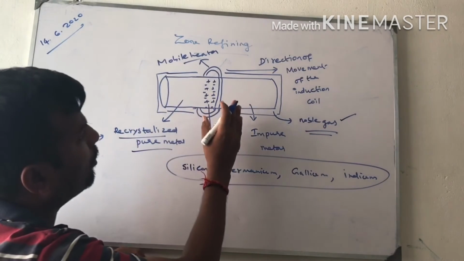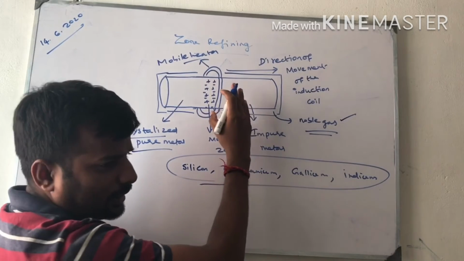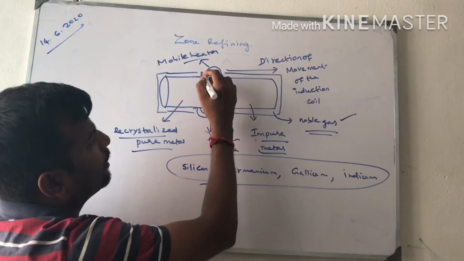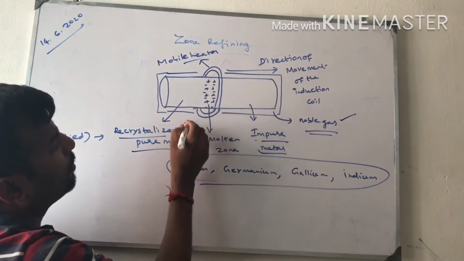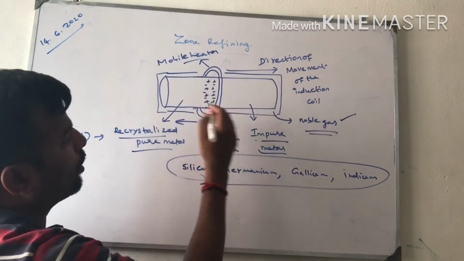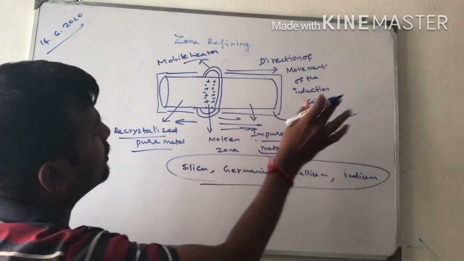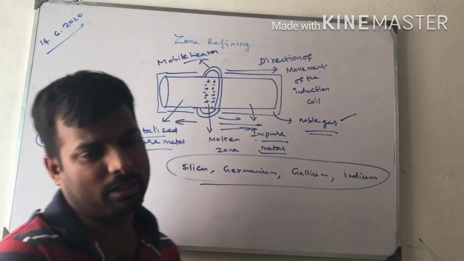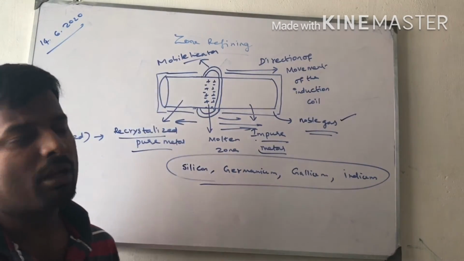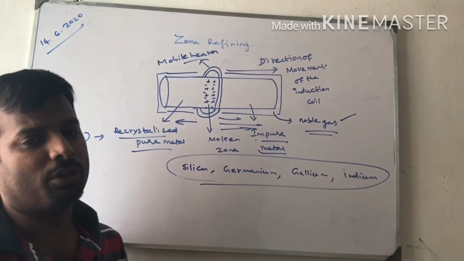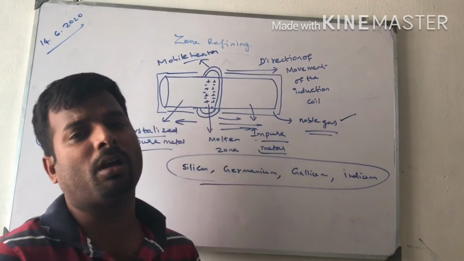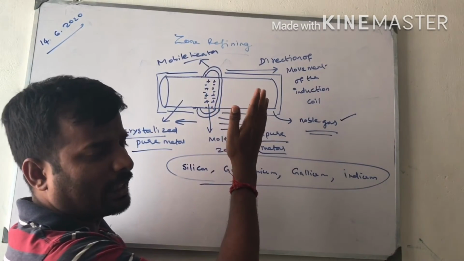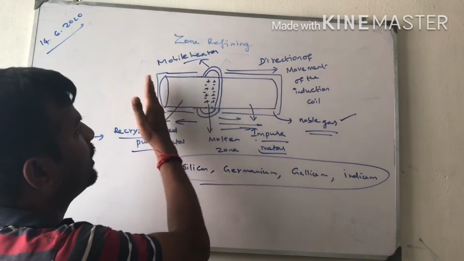What happens while moving the mobile heater? The impurities present in the impure metal melt and settle on the mobile heater, and the pure part moves here. We do this 4 to 5 times with the help of the mobile heater, so impurities are easily melted. The impurities settle on the mobile heater, the induction zone, which works with the help of current. The pure metals are crystallized in recrystallized form.